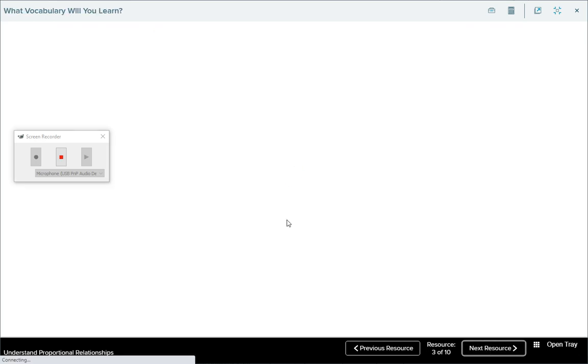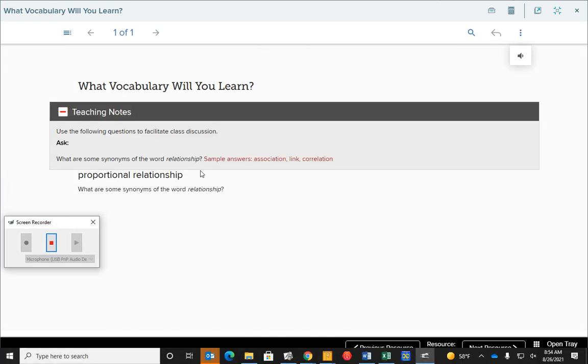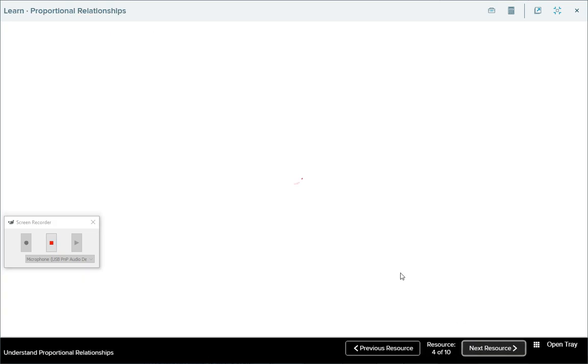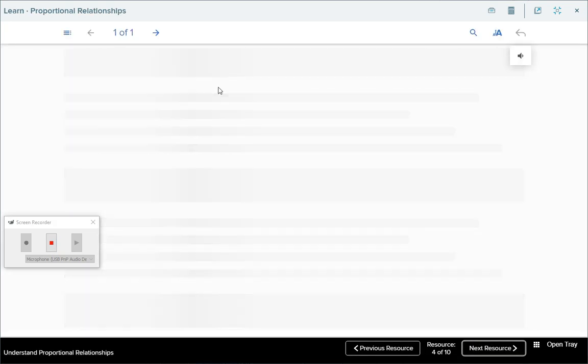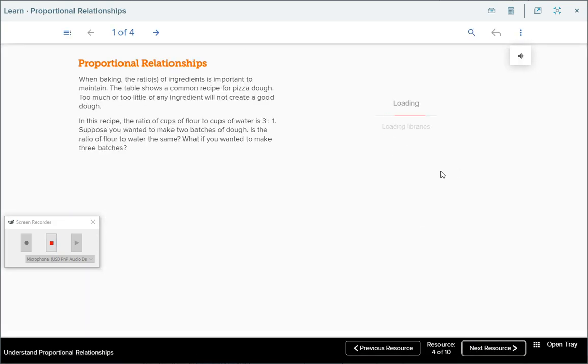So some of the stuff you're going to learn about in this section is proportional relationships. We already know what a proportional relationship means, right? Two equivalent ratios. So we're good on that. Okay, so let's look at this example.